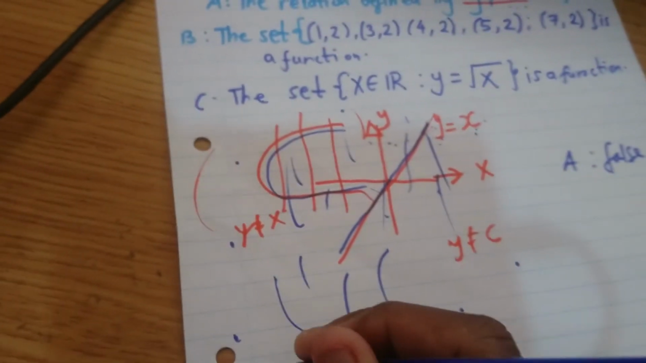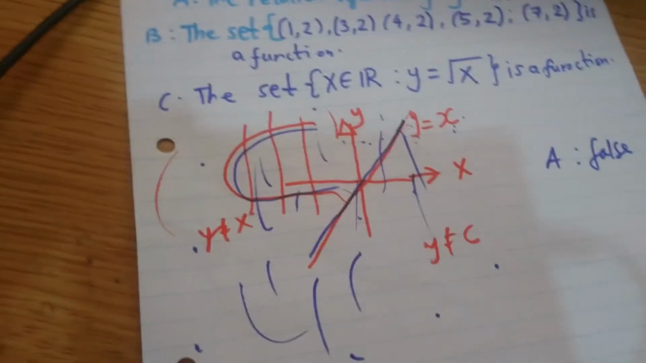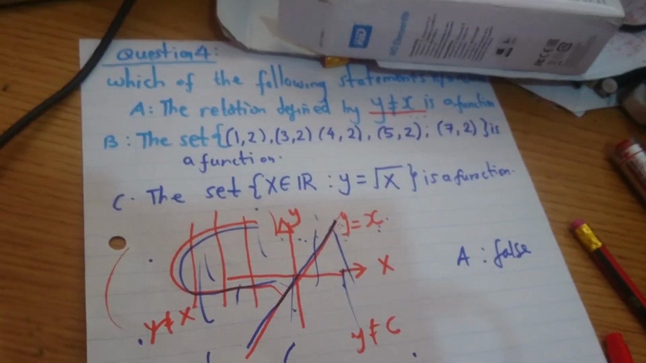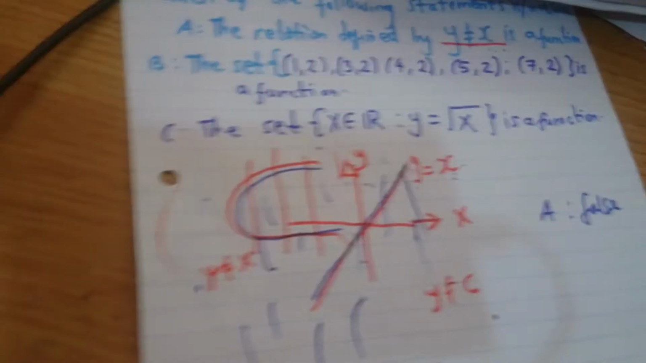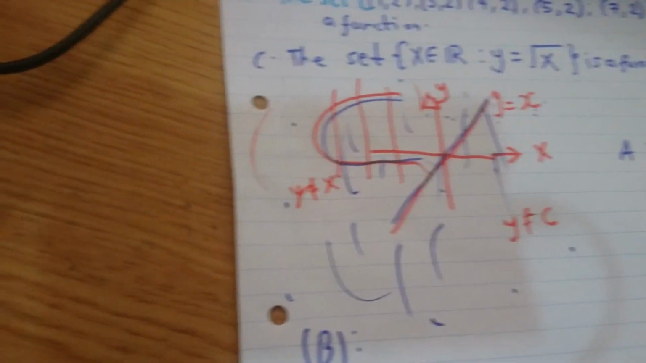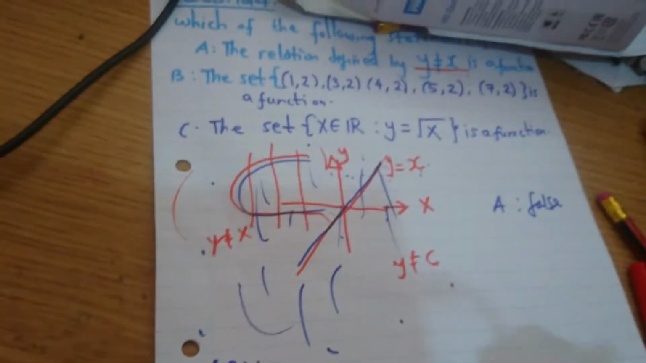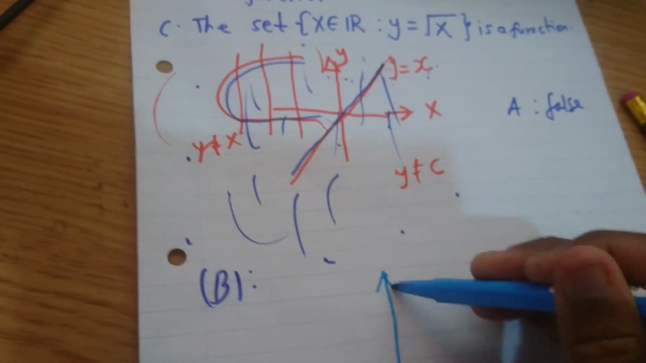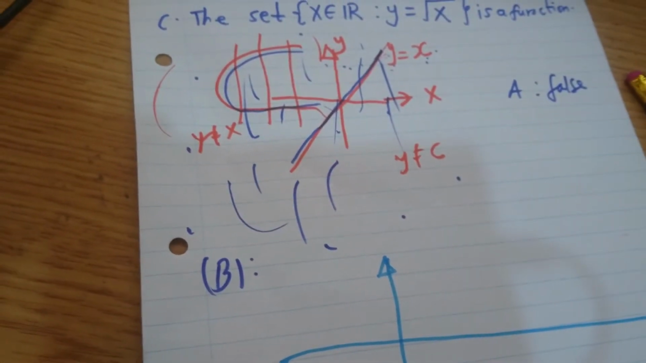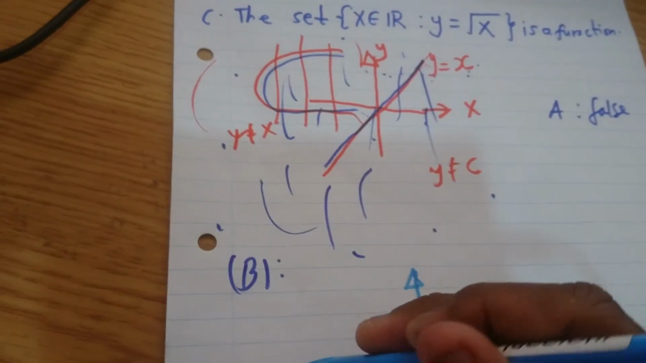Okay, so now we go for option B. For option B, they say the relationship. I can draw a graph for that one. Let's draw a simple graph like grade 1, a Cartesian plane. This is y, this is x.